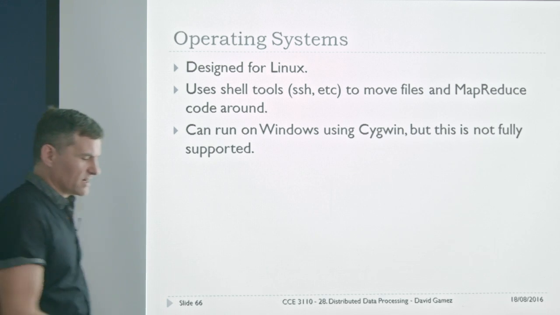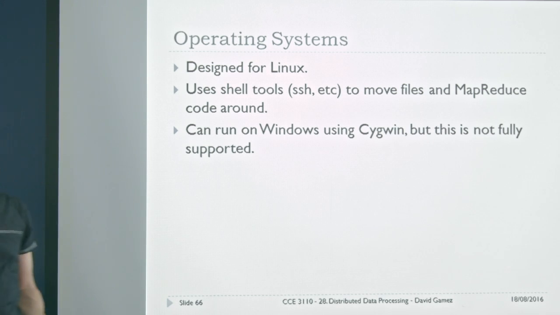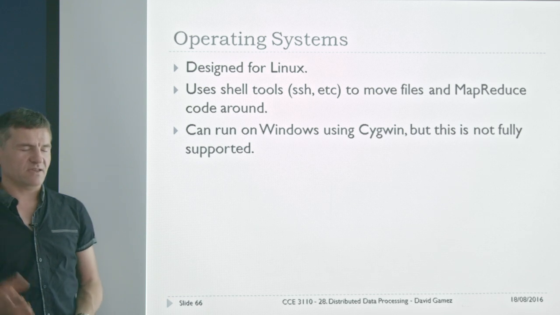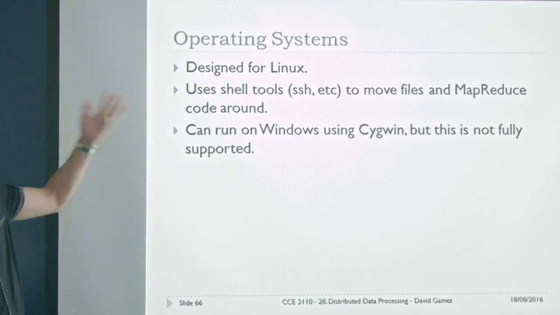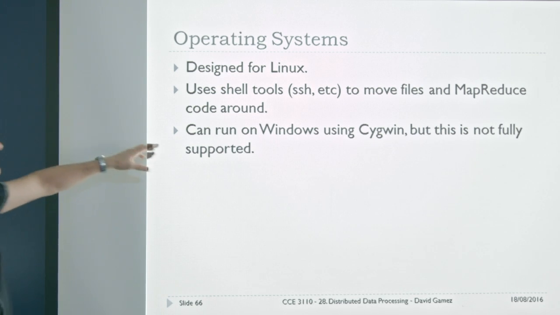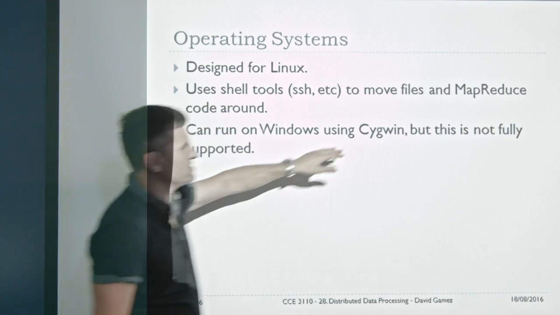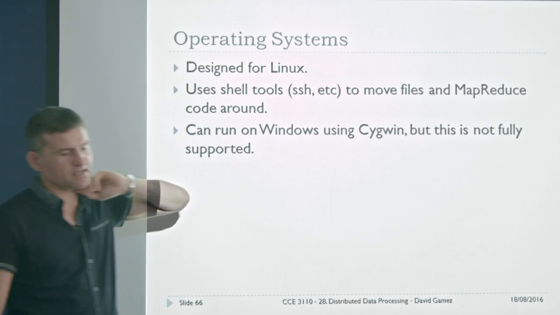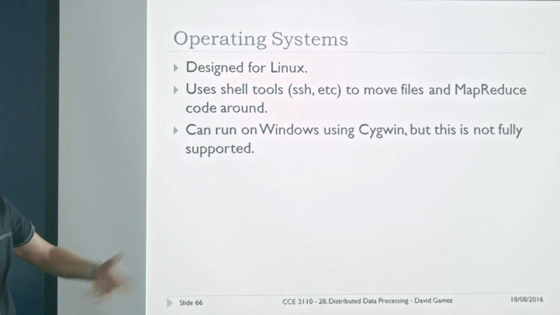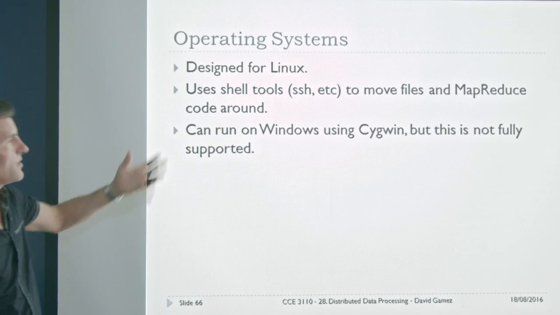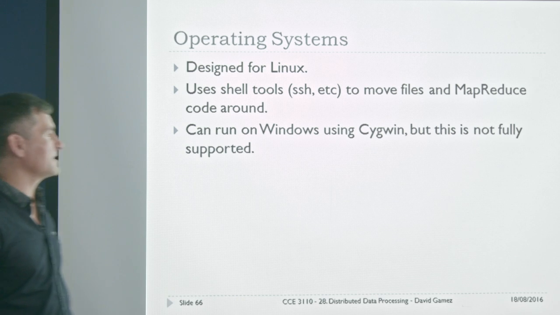So Hadoop itself is really designed for Linux, because then it can use things like SCP or SSH to move files around and access different parts of the cluster. So again, that's why it's a classic Beowulf kind of architecture. It can run on Windows using Cygwin. You may have come across Cygwin. That's a way in which you can run lots of Linux programs, like the shell, on Windows. It's a set of libraries that enable you to do that.